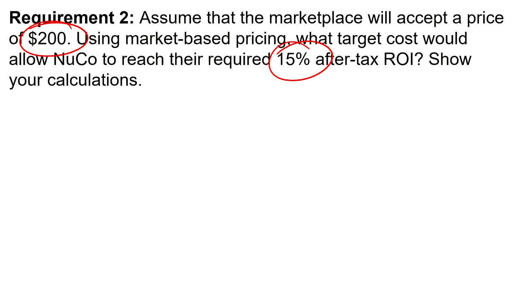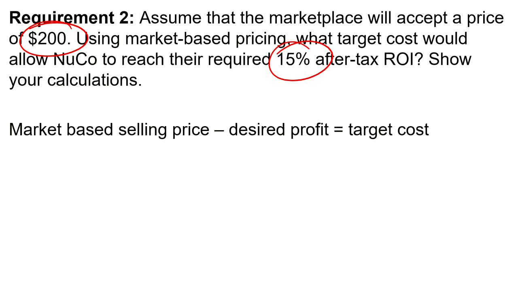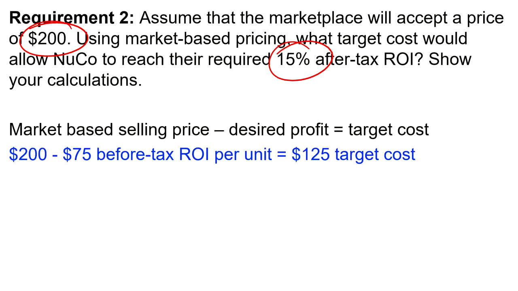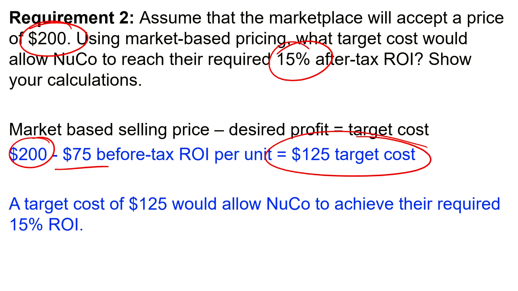Well, we already calculated what our ROI per unit needs to be. Remember, we calculated that as $75 pre-tax ROI. And so the $200 market price minus that $75 required pre-tax ROI gives us a target cost of $125. So the answer, a target cost of $125 would allow NuCo to achieve their required 15% ROI.